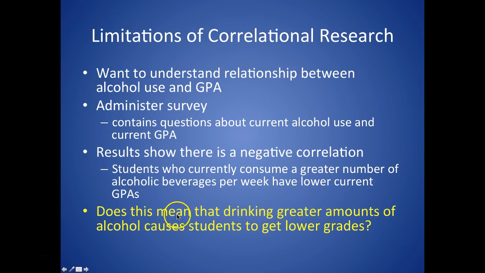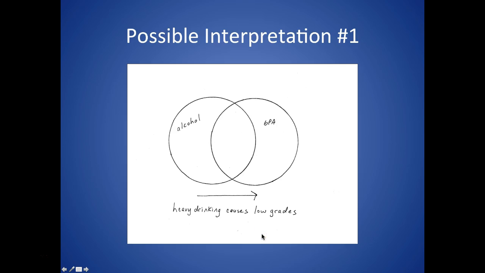What does this mean? Does it mean that drinking greater amounts causes students to get lower grades? You've got at least three possible interpretations. And generally, with correlation, you have multiple interpretations. And there's no way, there's confounding, there's no way to actually untangle it and determine which is the correct interpretation.